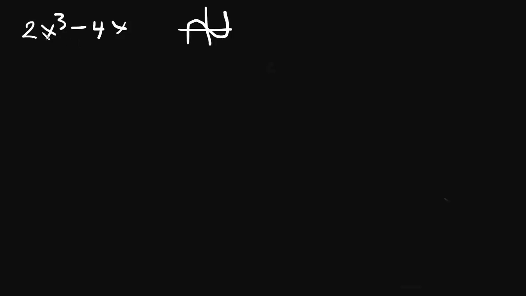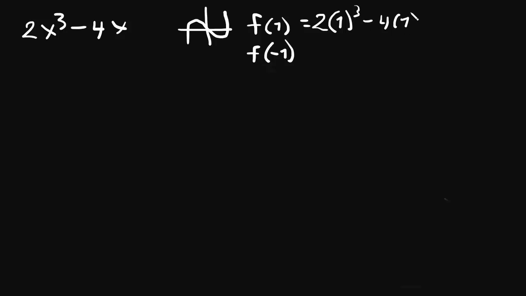And if you substituted some numbers, let's say for our f of x, we put in f at 1 and f at negative 1, just to show you what works if we try an individual number. This would be 2 times 1 cubed minus 4 times 1, which 2 times 1 cubed would still be 2. And negative 4 times 1 would be minus 4, and 2 minus 4 would give us a negative 2.